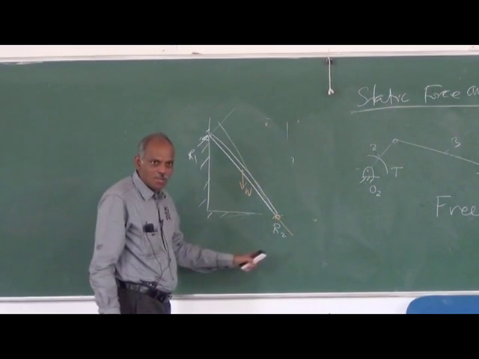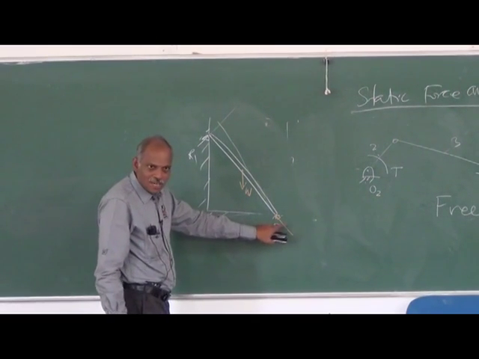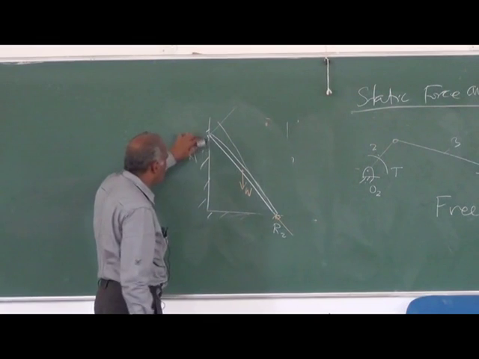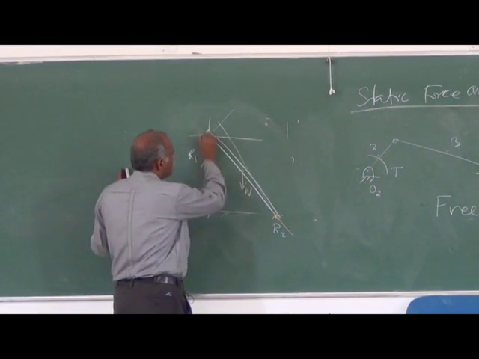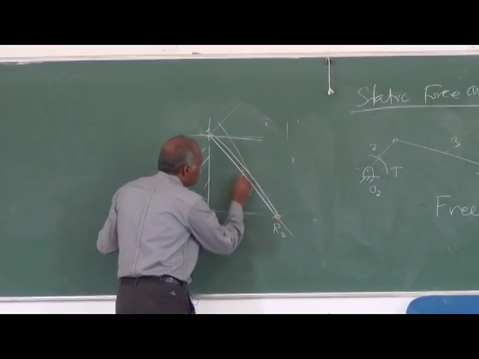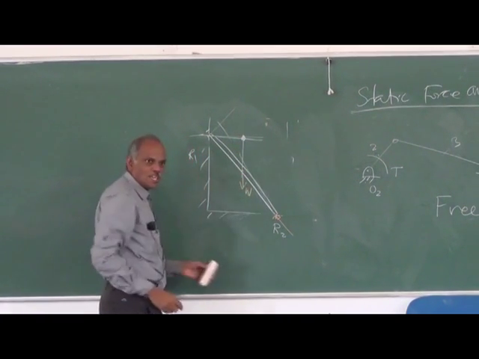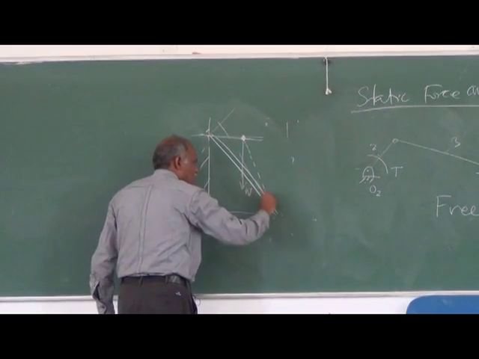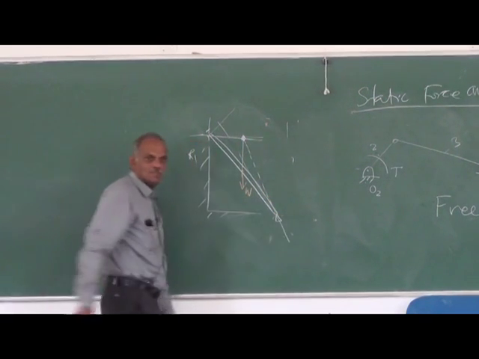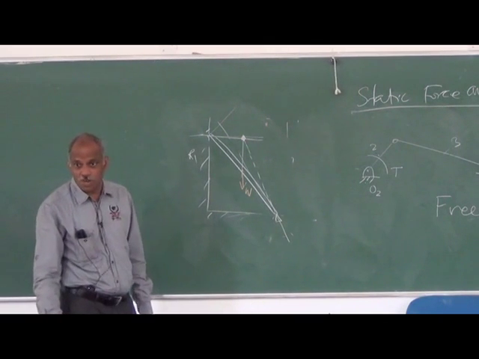Now, how to solve this problem? I have arbitrarily drawn this. Suppose I have a frictionless wall. This force will be normal, like this. This W will meet here. So the reaction force must pass through this point. That is how I solve this problem.